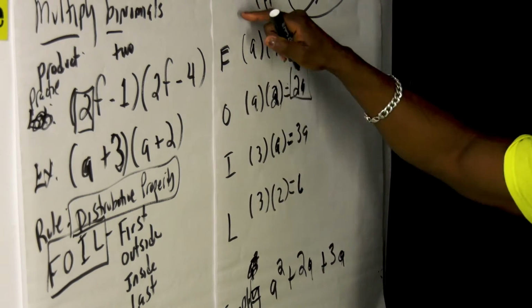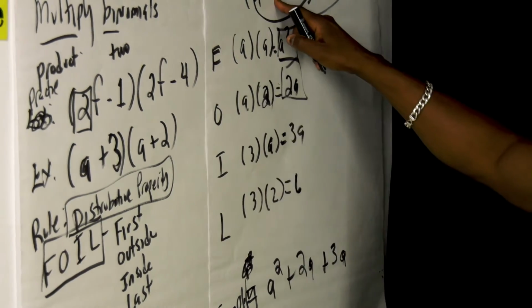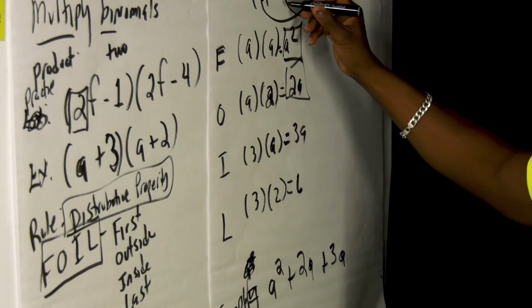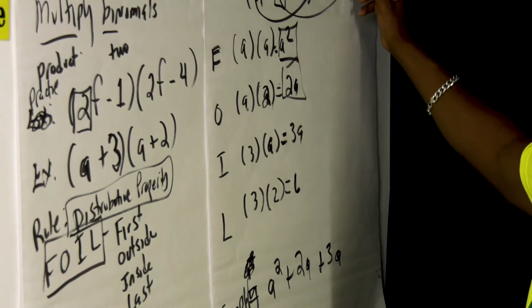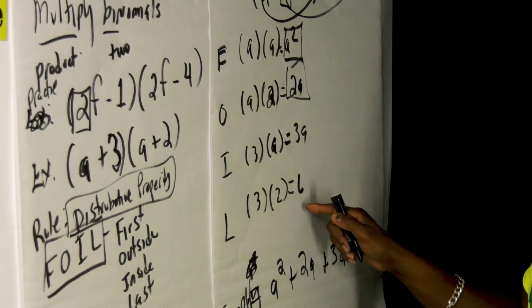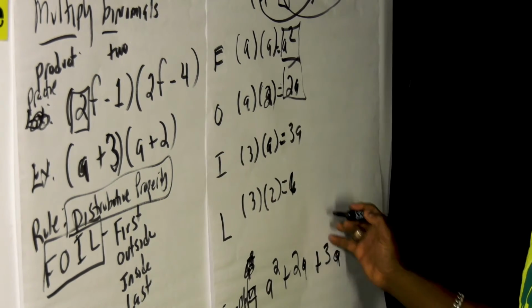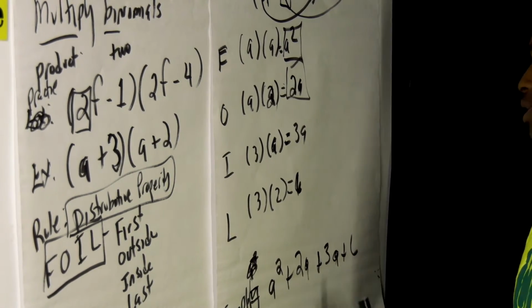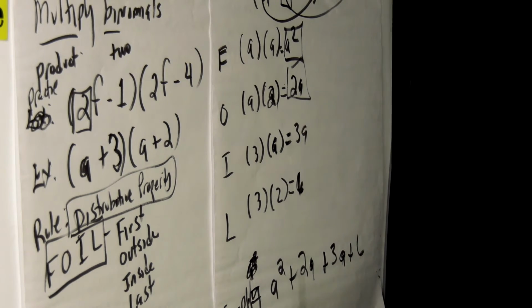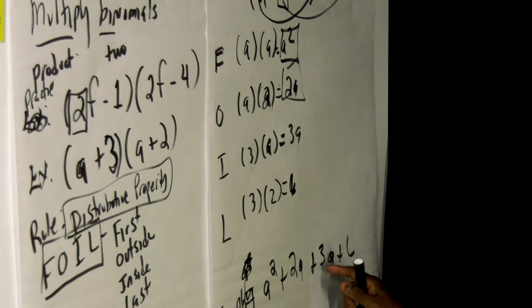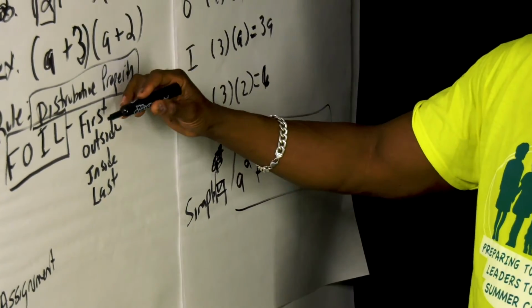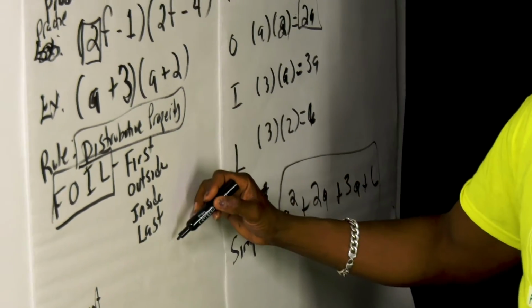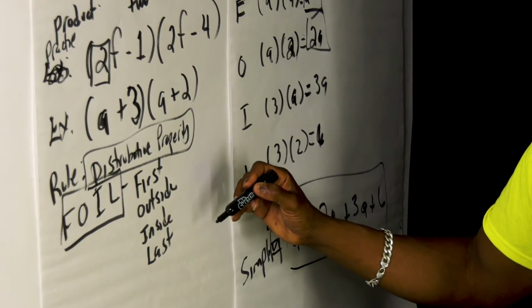And then we have the last. Last here, last there, and these are both numbers, 3 and 2. What's 3 times 2? 6. We put an addition sign here, and that's it. So the answer reads A squared plus 2A plus 3A plus 6. We used FOIL, the first, outside, inside, and last, to solve this particular problem.